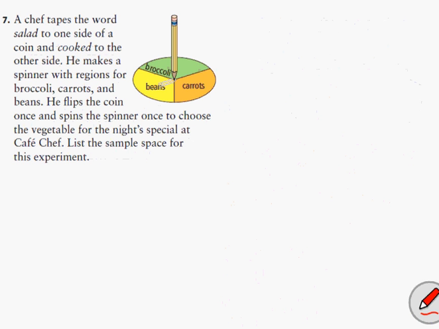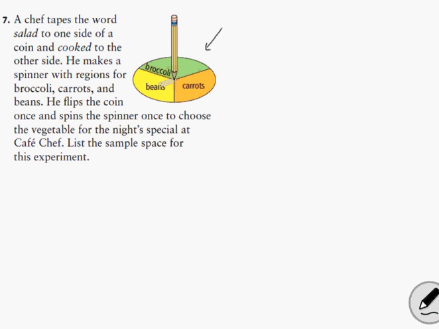Question number 7. Oh, hang on one second. Okay, question number 7 says a chef tapes the word salad to one side of a coin and cooked to the other side. And then he makes a spinner like this. Now the only problem is that broccoli looks like it has a much larger area of that circle than beans and carrots, but we'll pretend they're all equal sized.